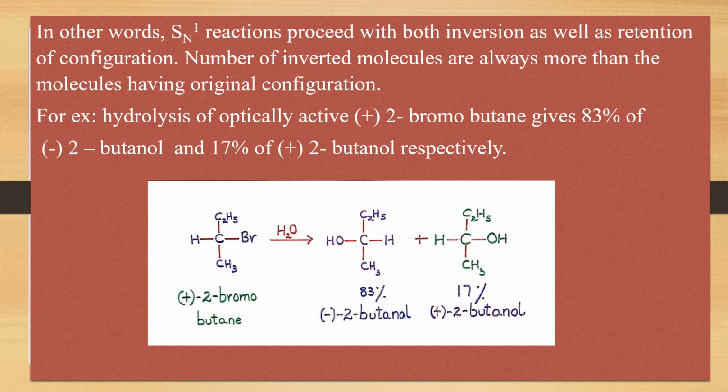Where there is a bromine atom, there OH is being substituted. That means it is retaining the original configuration. It is exactly the same as the starting compound. Are you observing that, students? So what did we start with? Plus 2-bromobutane. In that compound, on the right side of the carbon, there is a bromine atom. So in the 17% plus 2-butanol, on the right side of the carbon, in the place of bromine, there is a substituted OH group.